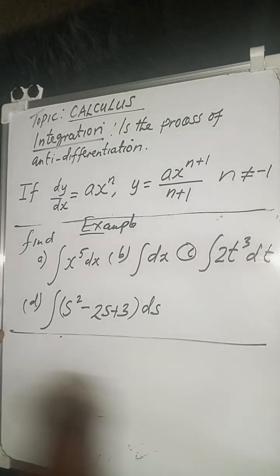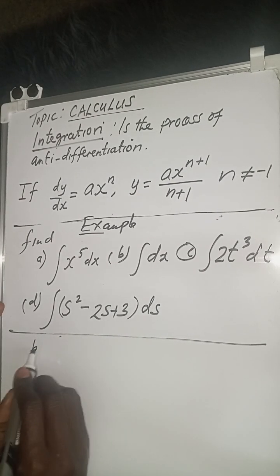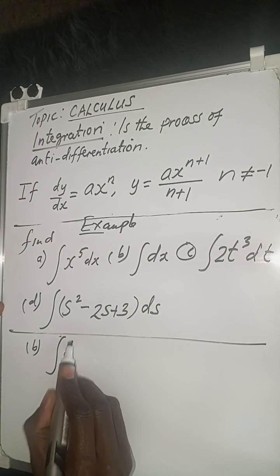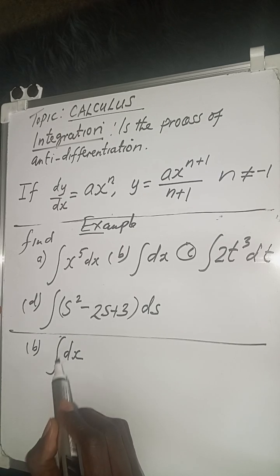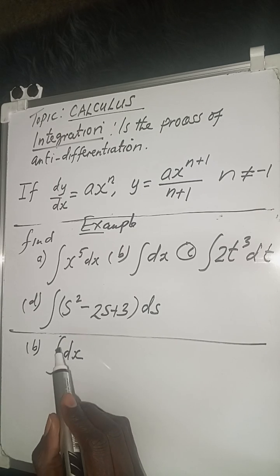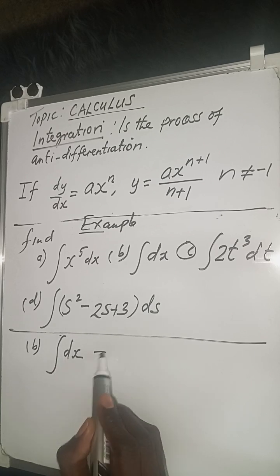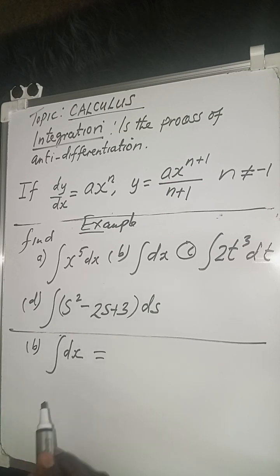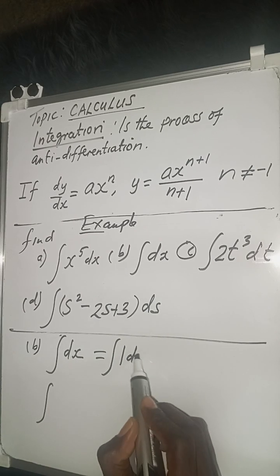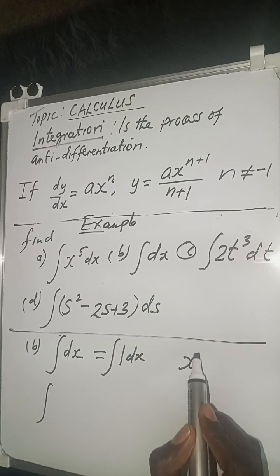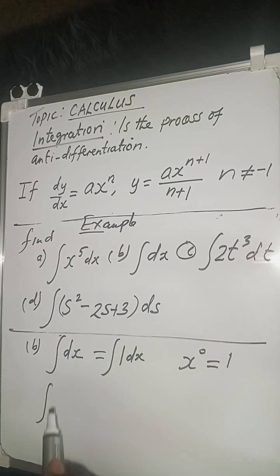All right. What about part b? It says integrate dx. You can see there's no number, but what do you know? There's a 1 there. So when you integrate, it's like this is the same as 1 dx. But what do we remember? Any number raised to the power 0 is 1. So it's like there's x to the power 0 with respect to x.